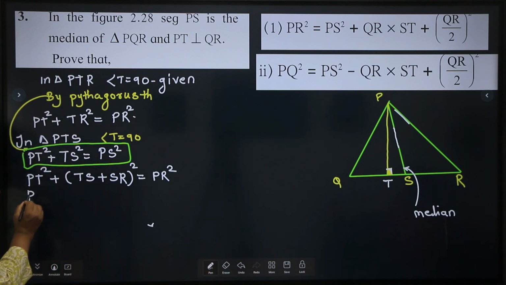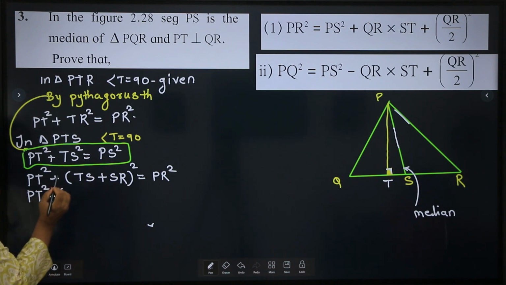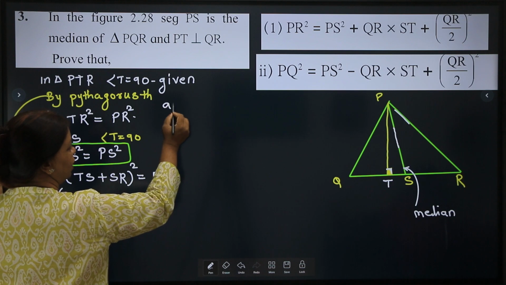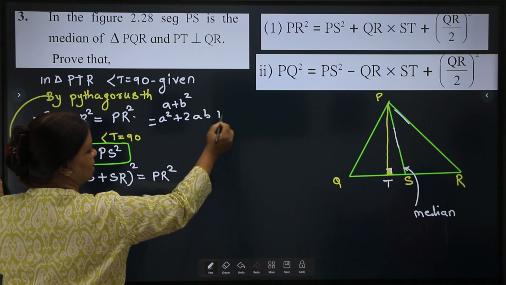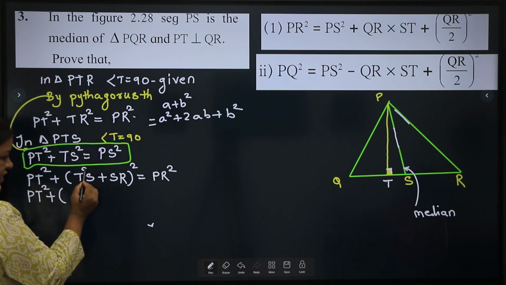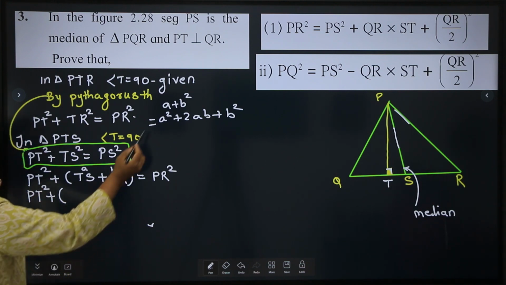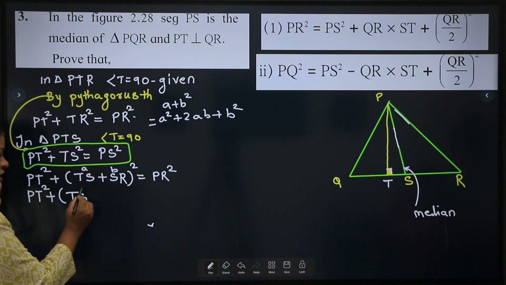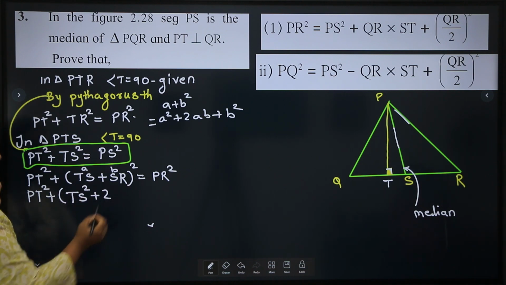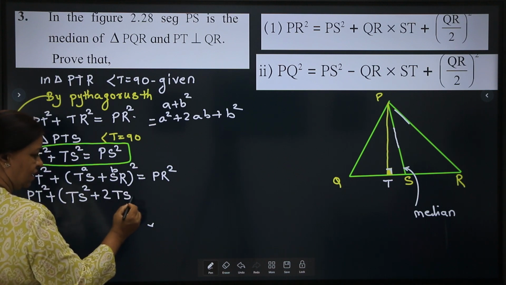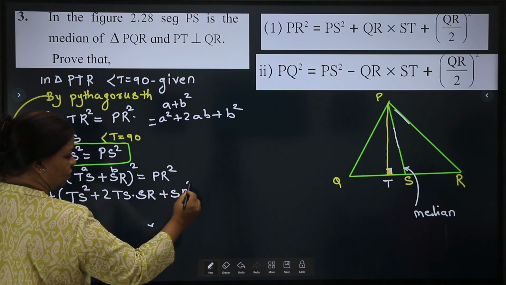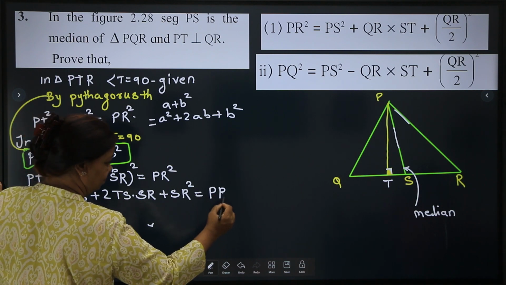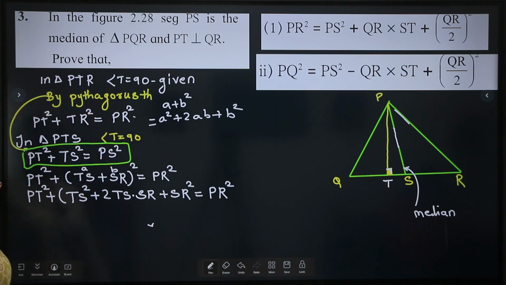Now, PT square plus A plus B the whole square. Children, we know A plus B the whole square is A square plus 2AB plus B square. Now, which is A here? This is A and this is B. So, A square means TS square, plus 2 into A means again TS, B means SR, plus SR square, which is equal to PR square. Clear?